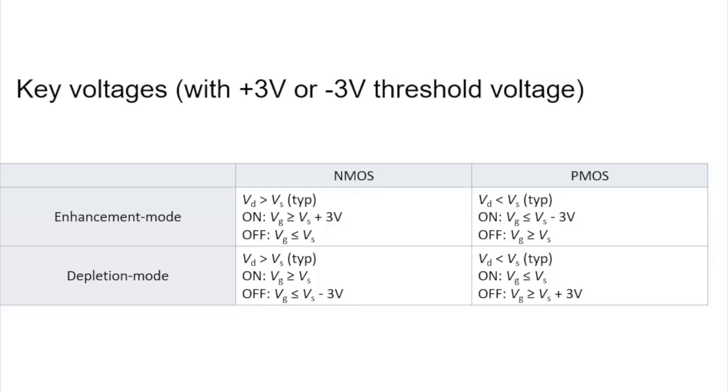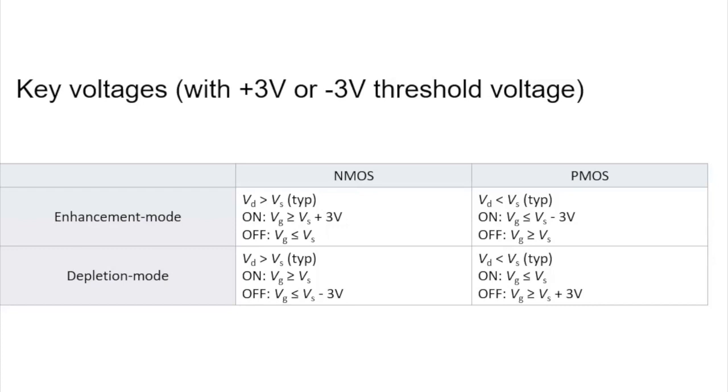While considering the depletion mode nMOS transistors, the initial condition is same as that of enhancement mode transistors, that is Vd should be greater than Vs. And to turn on this depletion mode nMOS transistor, we have to apply a gate voltage greater than or equal to Vs, and to turn off these transistors, we have to apply a gate voltage less than or equal to Vs minus 3 volt.